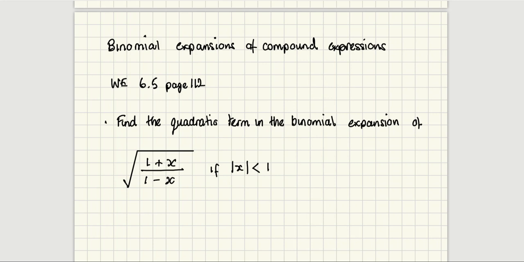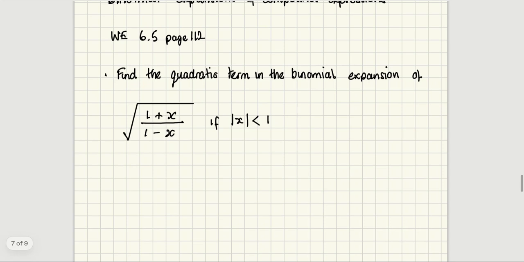So a binomial expansion of compound expressions, what would you do if you were given the square root of 1 plus x over 1 minus x? I don't know. I'll try and rearrange it. Say it again. Square it. Well, if I square it, I'm changing it because I've not got an equals something to balance it out on the other side. 1 plus x times 1 minus x to the power minus 1.